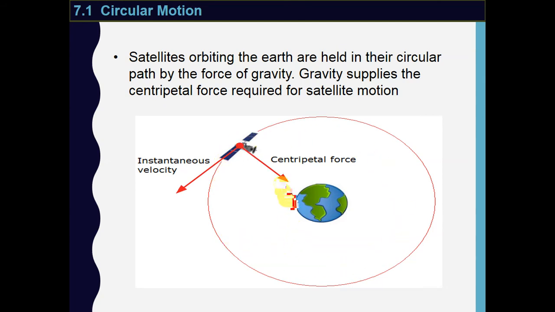Okay, we have different types of satellites. Let's say monitoring satellites, weather satellites. So satellites orbiting earth are also held in their circular path. They have an exact circular path. They can't go out of it. They must move on this circular path around the earth. What causes this circular path is the centripetal force. So what is the type of centripetal force here? It is also the gravity of earth.